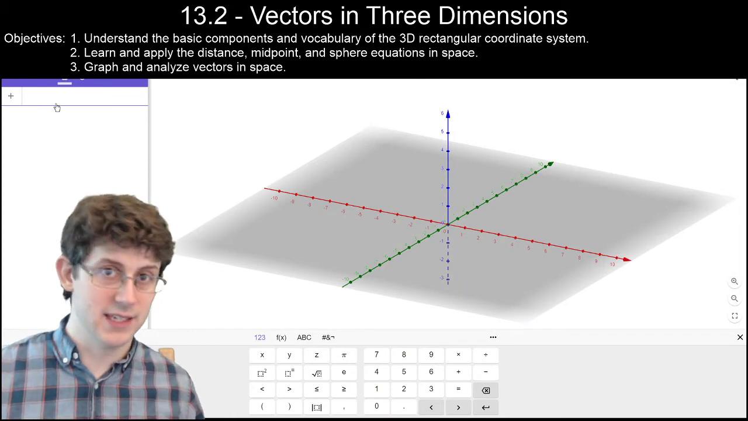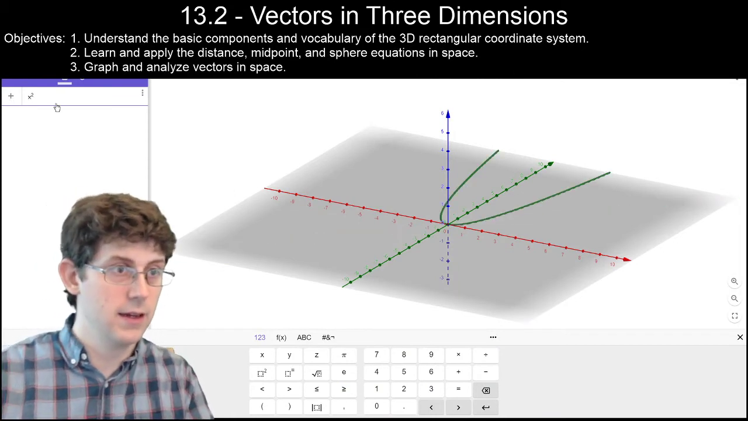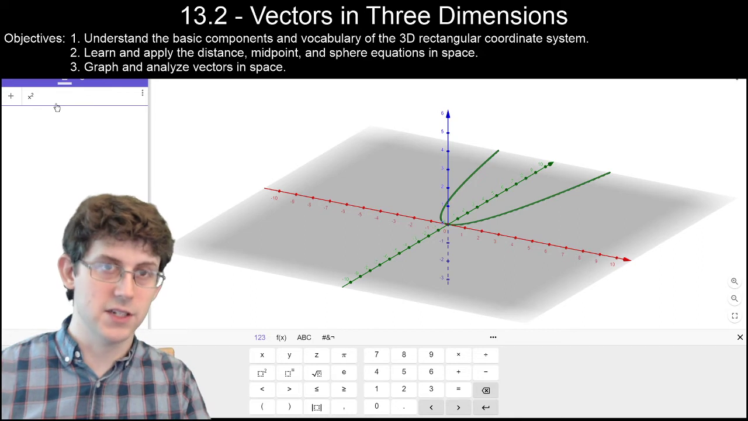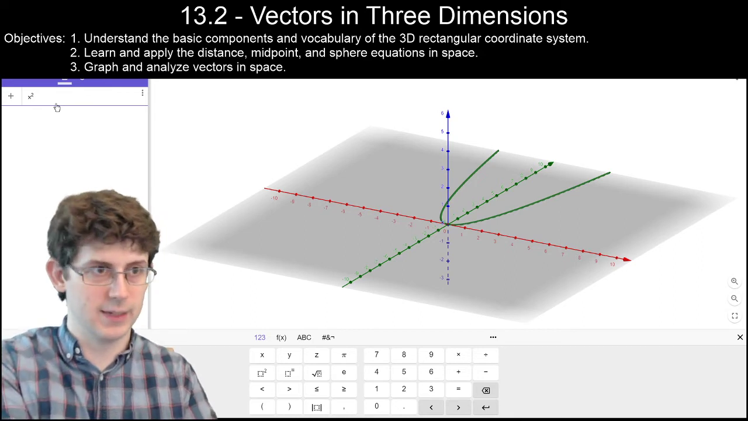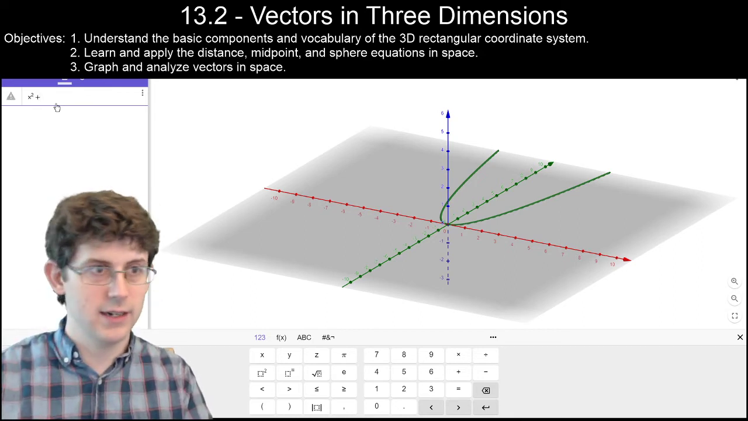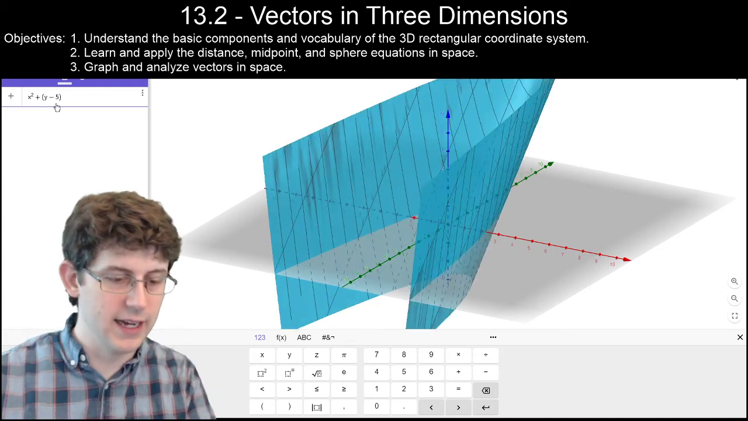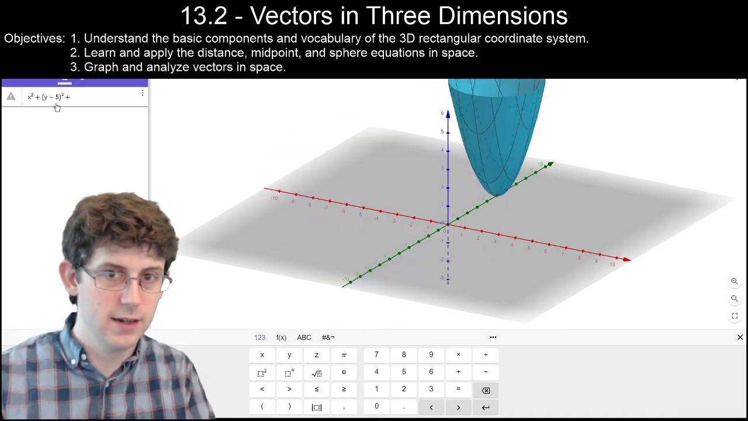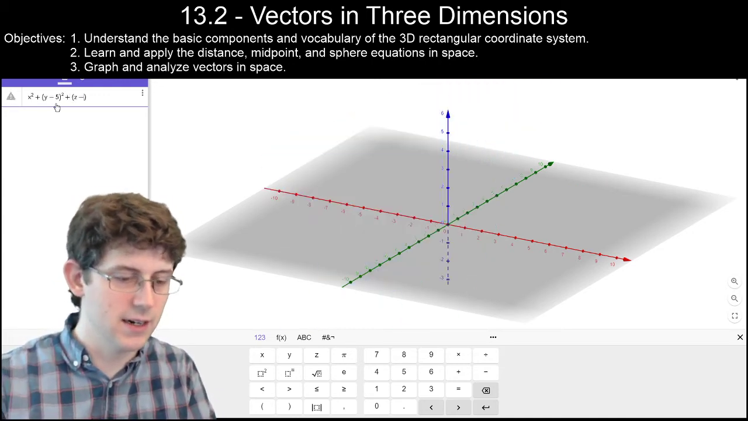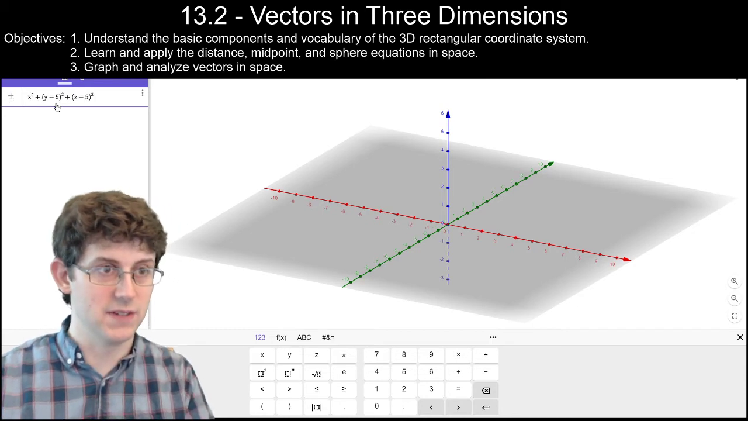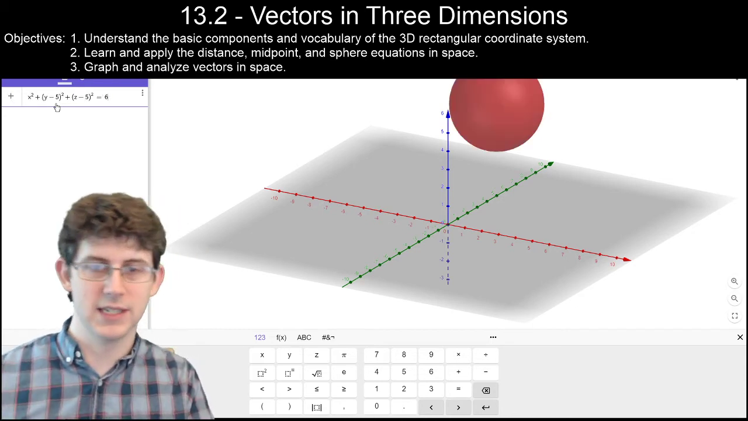If we type this sphere in, I use the caret, shift 6, to get an exponent. I get x squared plus (y minus 5) squared plus, ooh, we're getting weird surfaces here. We'll deal with specific shapes of surfaces later. And all that adds up to 6.